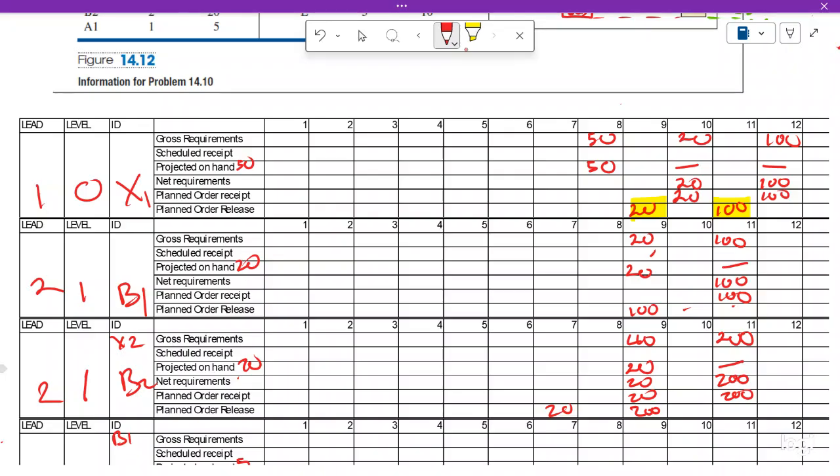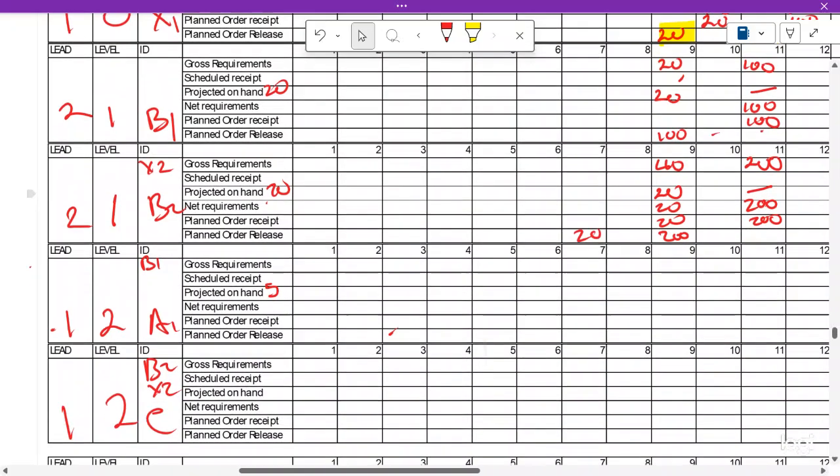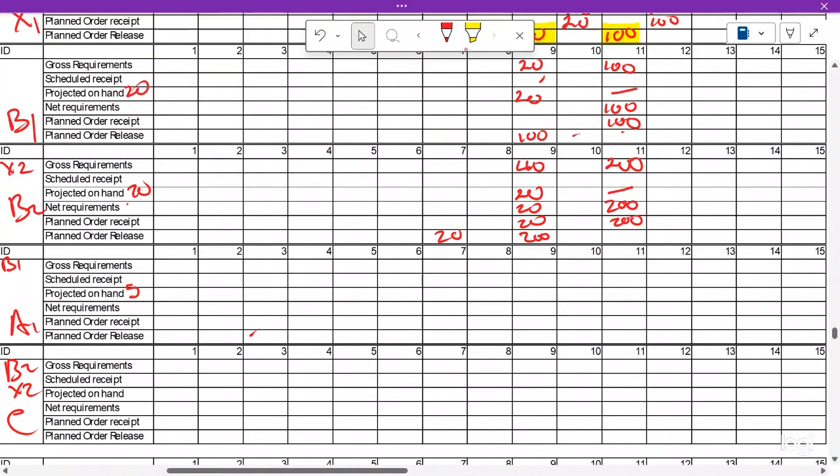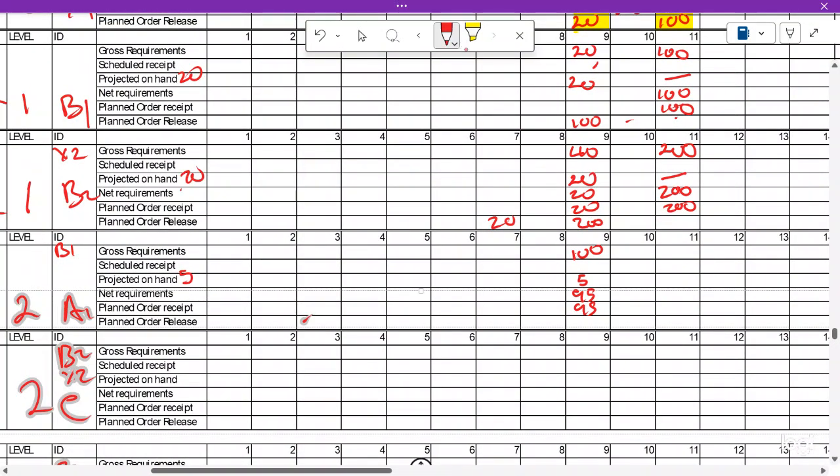Moving right along. A1 comes from B1. This is the 100, which is times 1. How much do we have on hand? 5. So how much do we need? 95. How many weeks? 1 week.